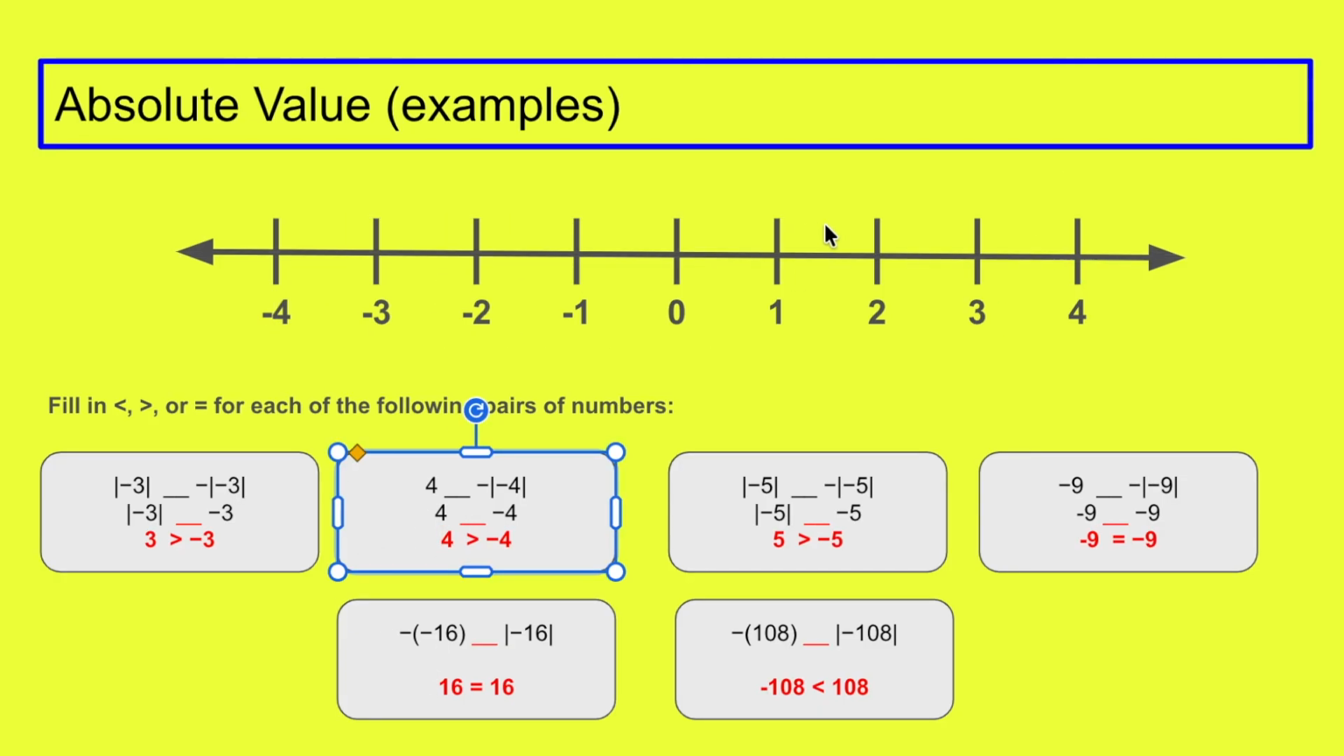We will not keep seeing the number line again and again, but we should keep that in mind. In our mind, that is what should be visible. 4 is always greater than a negative number.